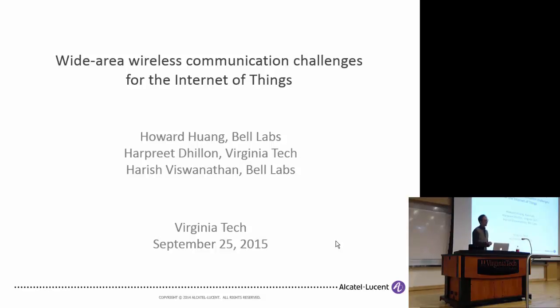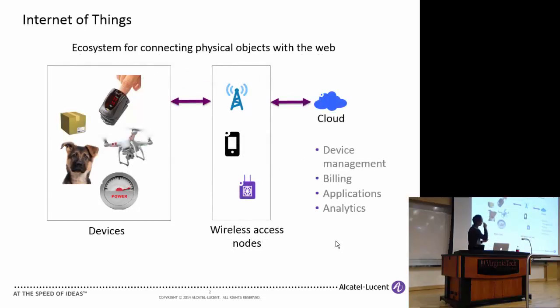So I'd like to talk about wide area communication challenges for the Internet of Things. And so what does this mean? First of all, what is the Internet of Things? Internet of Things is sort of a very trendy term that a lot of people throw around now. And in addition to terms like cloud processing and big data, people like to talk about the Internet of Things. So for me, what this means is it's a general technology for connecting physical objects with the Internet.